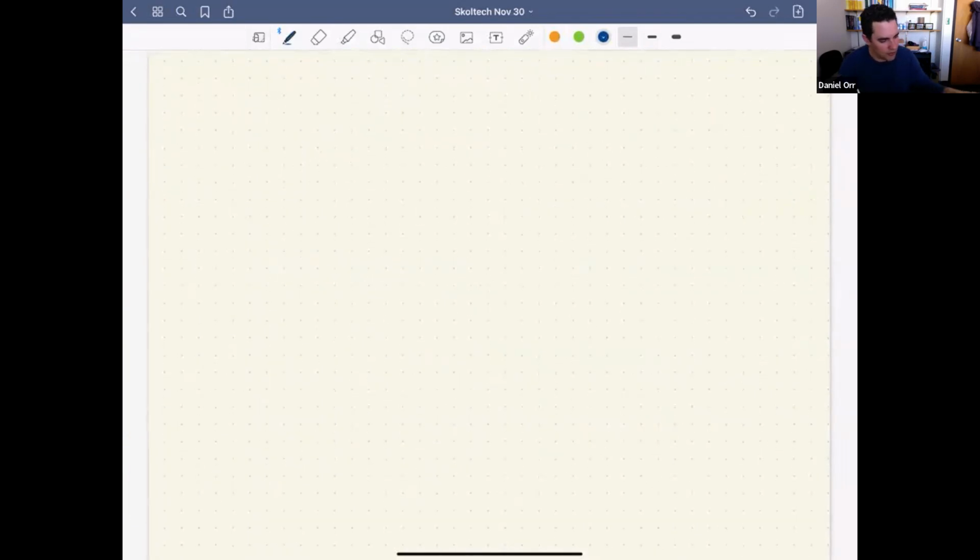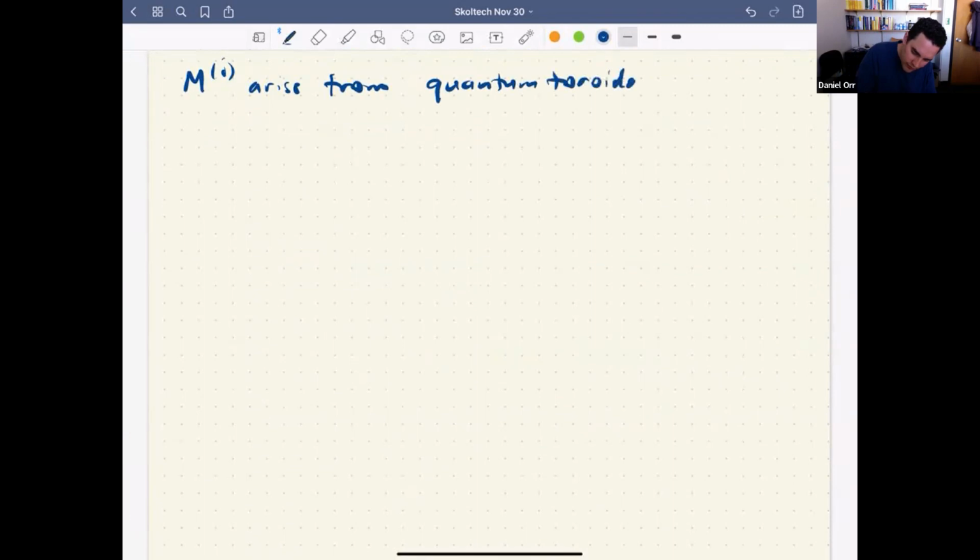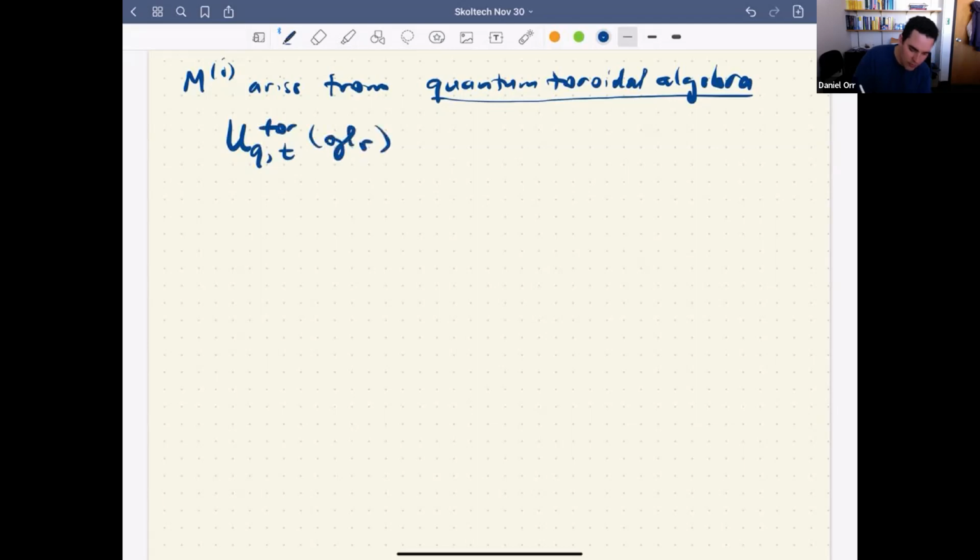And where do they come from? Okay, so here's the representation theory. The P lambdas arise from the quantum toroidal algebra. This is how I'll denote it, U_q toroidal of type GL_r. And what this is, it's sort of like a double quantum affine algebra. If you start with GL_r, there's the quantum affine GL_r, and this is sort of a double quantum affine GL_r. It has a Drinfeld presentation.